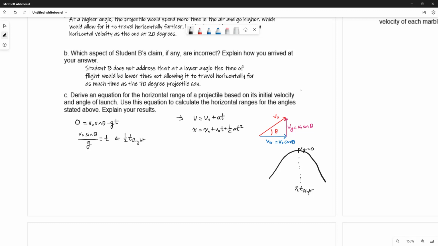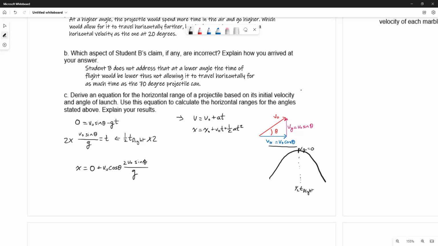Okay, so double that would be my total time of flight, and that's the time I would plug into my other equation, right? If I want to know the range, I would look at x. My initial position would be 0. My initial velocity in the x direction would be v0 times cosine of theta. So in the x direction, it would be cosine of theta times the time, which I know is going to be 2 times the time of flight. So 2 times that value there. Okay, so 2 v0 sine theta over g.